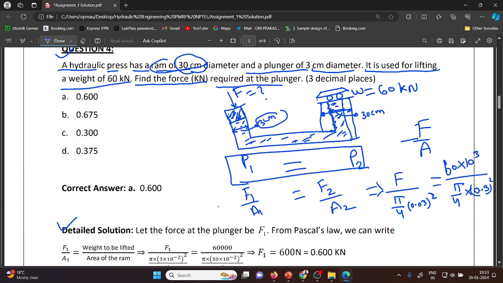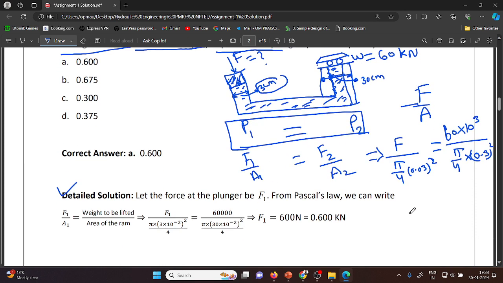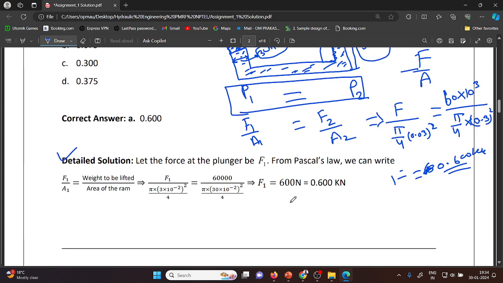0.03 square, sir. 0.03 this side because the 3 centimeter diameter, and this side 0.3 because 30 centimeter, right? Yes, sir. 30 centimeter divided by 100, it is how much? 0.3 meter, right? So after calculating you will get 0.600 kilonewton.